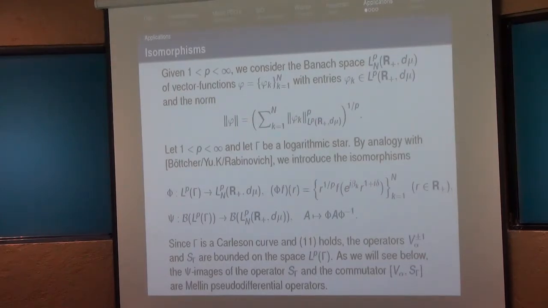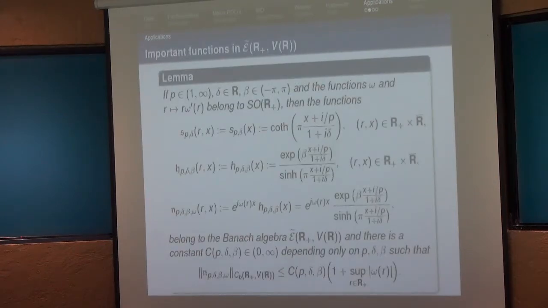Gamma is a Carleson curve, the singular integral operator is bounded, and now we consider what the psi images of the Cauchy singular operator and commutators of that are. They are Mellin pseudo-differential operators. And now I would like to show the symbols.